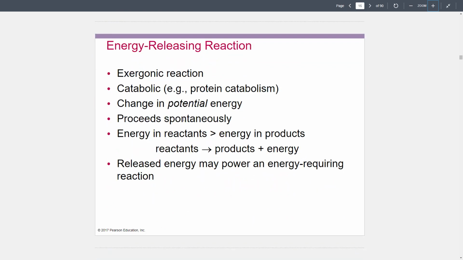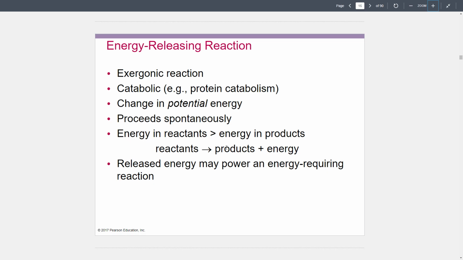Which brings us to exergonic reactions. Reactions that give off energy, where energy is a byproduct of the reaction, are known as exergonic. Typically these are going to be your catabolic reactions, so your breakdowns. We have a change in potential energy. These tend to be spontaneous, so they happen with no input or very little input. And the energy of the reactants is greater than the energy in the product. So energy is a byproduct, as I mentioned.